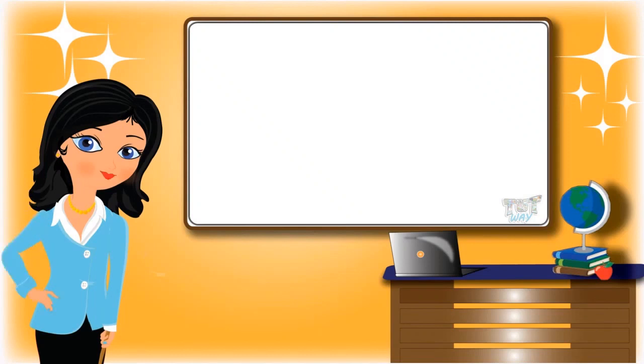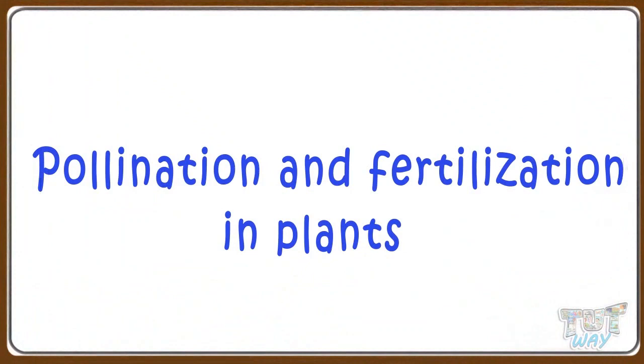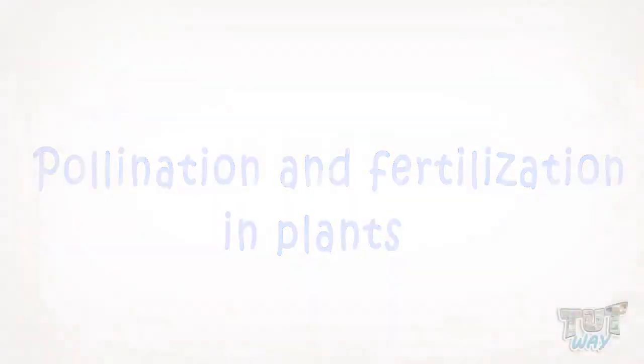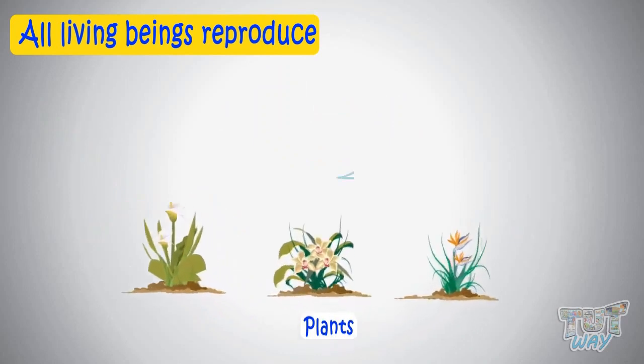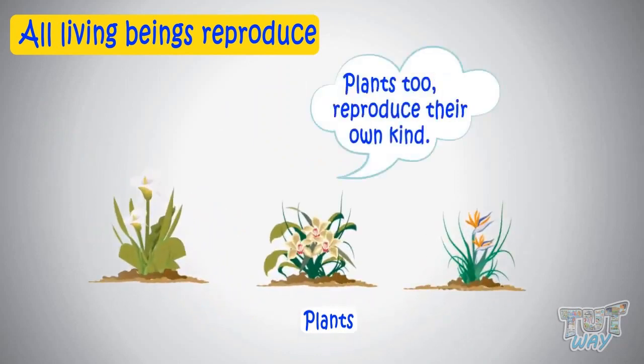Hi kids! Today we will learn about pollination and fertilization in plants. So let's start. We learned that all living beings reproduce. That is, all living things give birth to the same kind. And similarly, plants too reproduce their own kind.